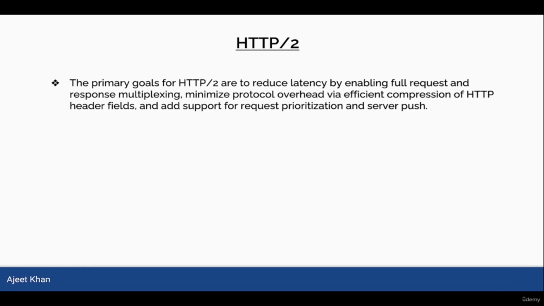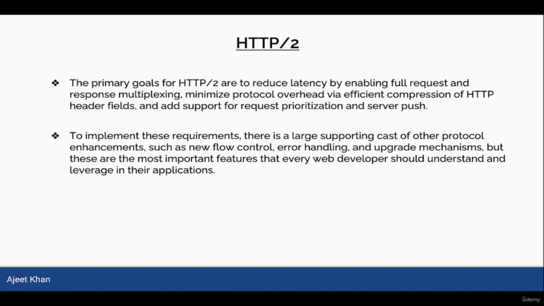The primary goals of HTTP2 are to reduce latency by enabling full request and response multiplexing, minimize protocol overhead via efficient compression of HTTP header fields, and add support for request prioritization and server push. To implement these requirements, there is a large supporting cast of other protocol enhancements such as new flow control, error handling, and upgrade mechanisms.